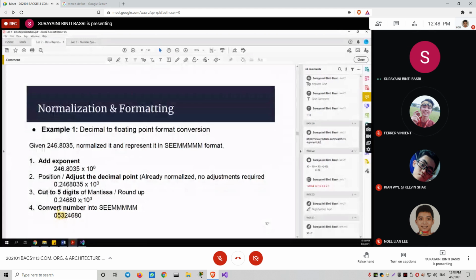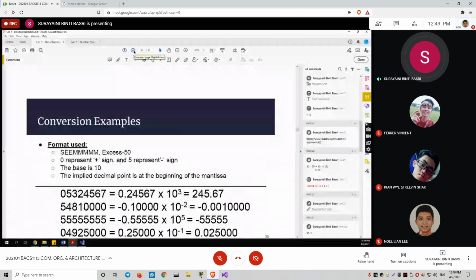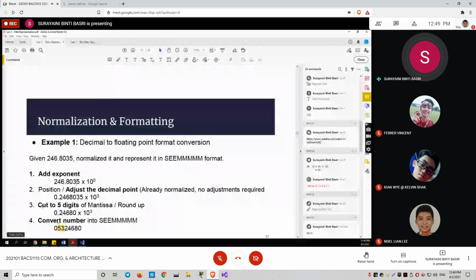Okay, so after that, we need to cut the mantissa so it only has 5 digits. So we remove this one, because this format only receives the mantissa in 5 digits, so we need to remove the excess digits. Okay, so step 3 is you need to cut the mantissa into 5 digits. So this is how it looks after you cut it. Okay, so you can get this number. After that, we can convert this to this format.